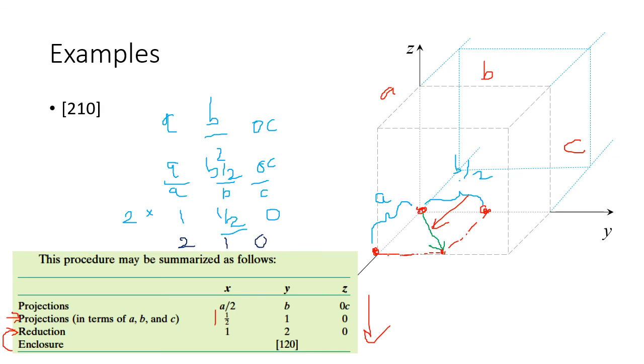And finally inclusion. So finally I will include here 2, 1. So we got the same answer as the given indices. That means the direction that we drew was correct.